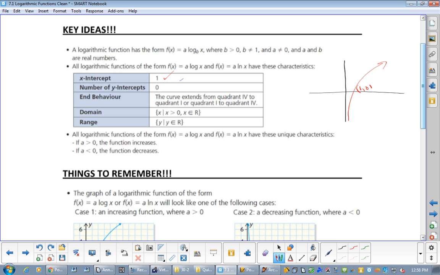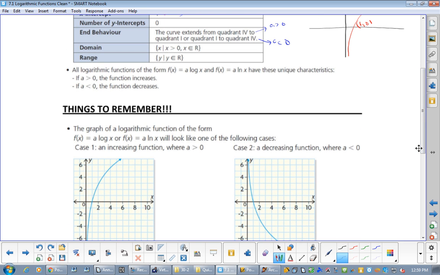End behavior. The curve goes from 1 to 4 or 4 to 1, depending on if A is positive or negative. So it's going to go from 4 to 1 if A is greater than 0, and go from 1 to 4 if A is less than 0. Domain, x is greater than 0. And there's the range, y is in the reals. So we got to know all that stuff, right? That is going to be on your quiz tomorrow. This stuff needs to be on your study sheet. You need to start seeing stuff that I need on there. Okay?